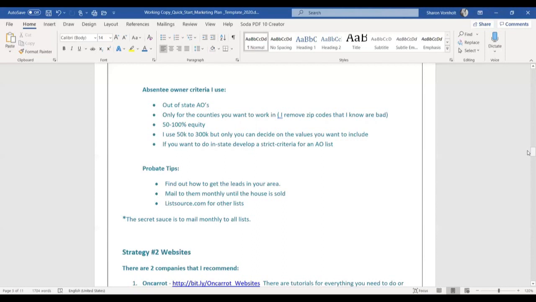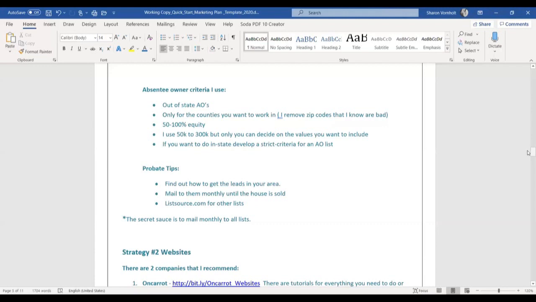Now, when it comes to probates, those are going to be sourced locally. I do recommend that you try to get the list locally rather than purchase it. I've covered that a lot of times in my probate tips, but those lists are very expensive and they're not always so great. Same thing though, you mail to them monthly until the house is sold. So you can use ListSource or another list company for lists that are not local, like probates and code violations and things of that sort.